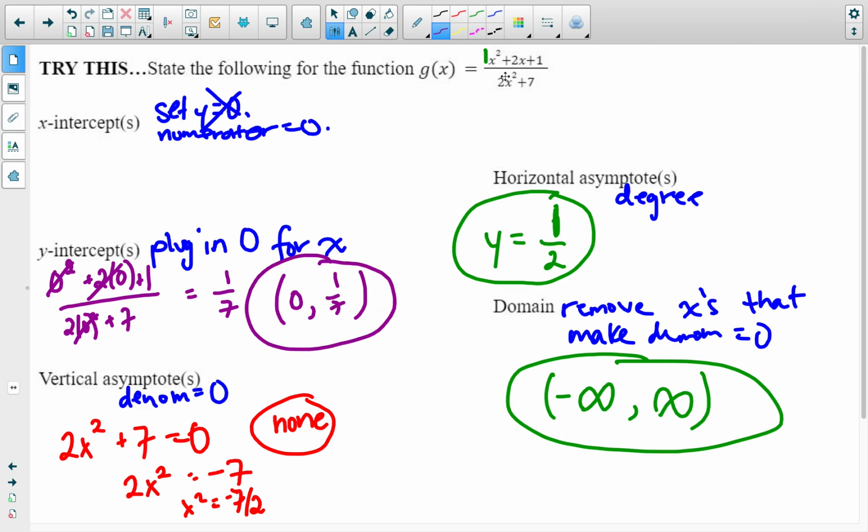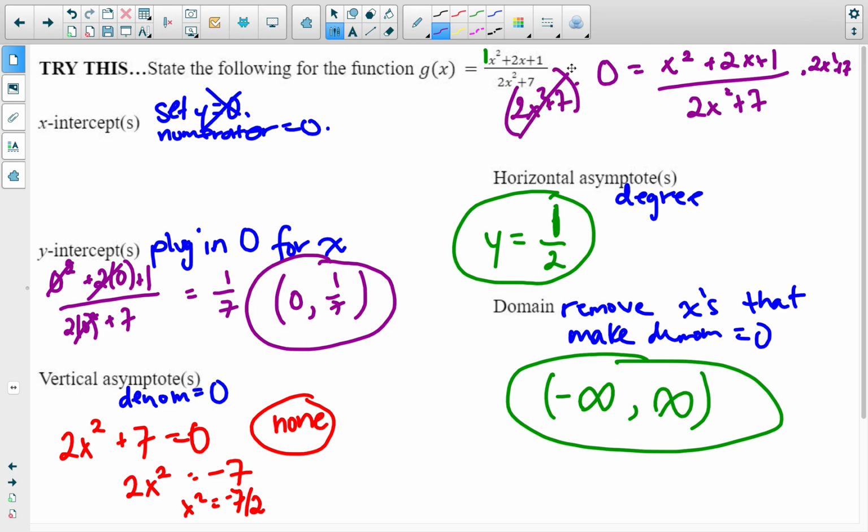And then your x-intercept, it's really like we're setting the entire function equal to 0, right? We're setting y equal to 0, so 0 would equal x squared plus 2x plus 1 divided by 2x squared plus 7. In order to start solving this, you would multiply both sides by that denominator. But when you take 0 times that, it just cancels out, so it's really just like you're setting the numerator equal to 0. So 0 equals x squared plus 2x plus 1.